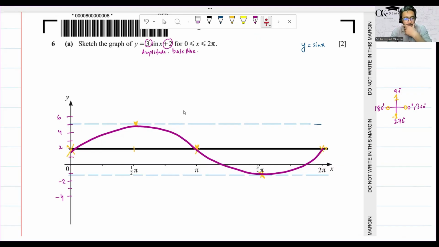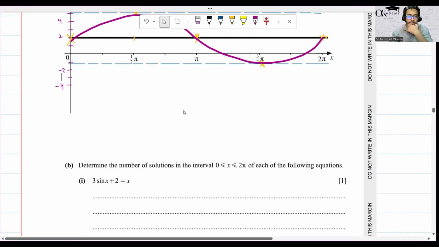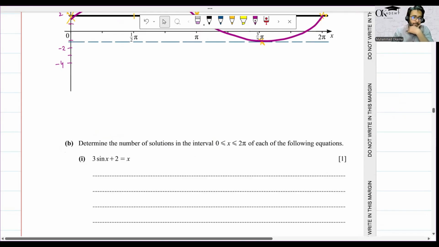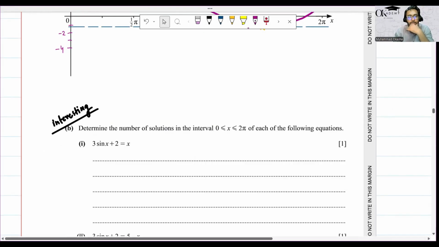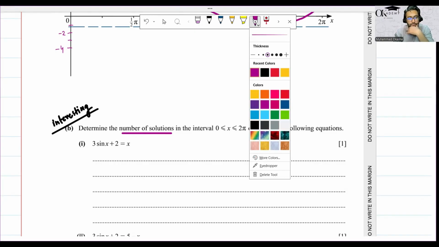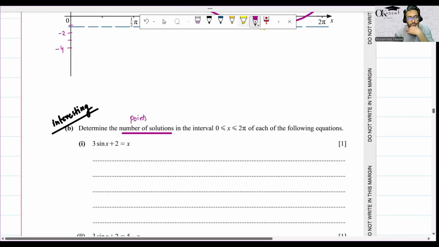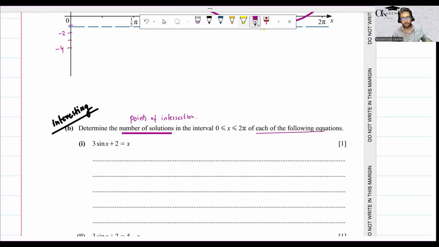We have that. Next, this is a particularly interesting question. Determine the number of solutions of each of the following equations. When we say the number of solutions, we mean the points of intersection.